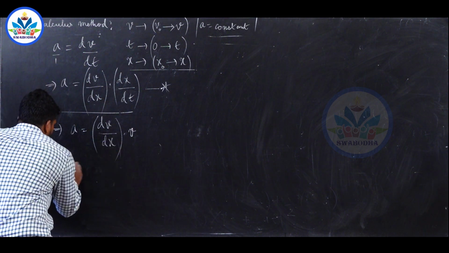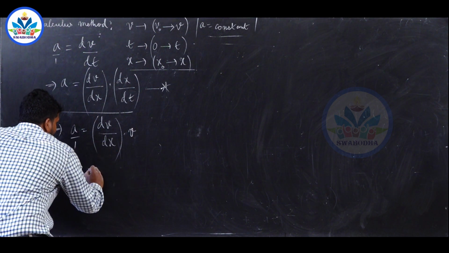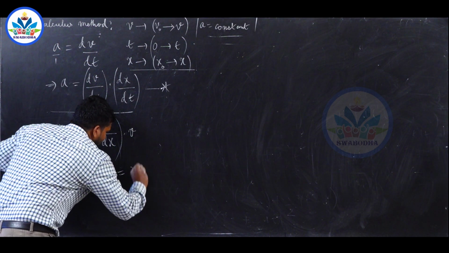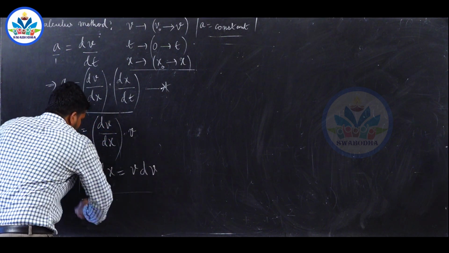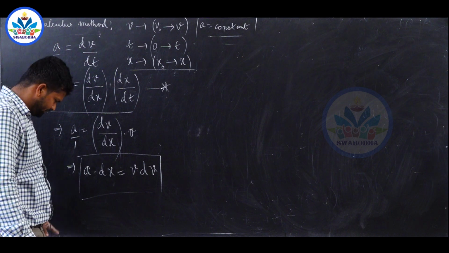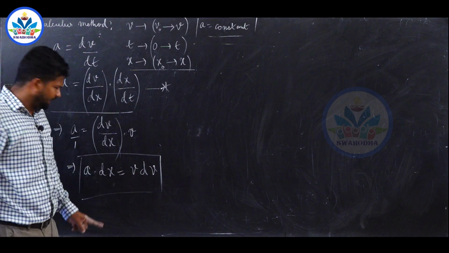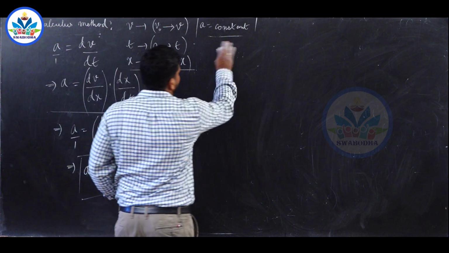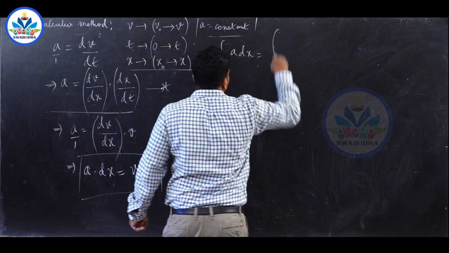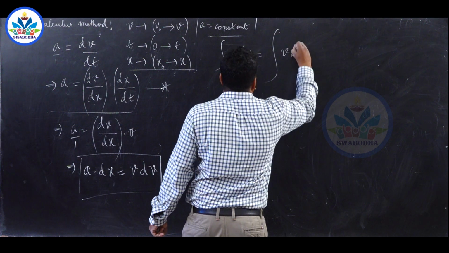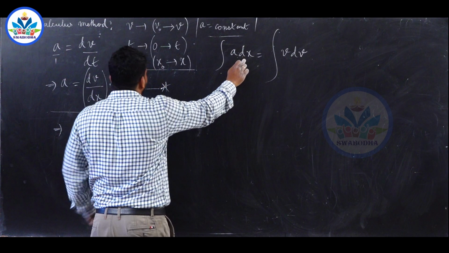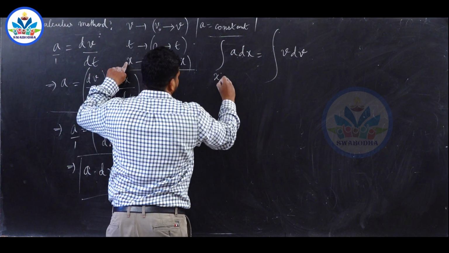Okay, now just cross multiply: a dx equal to v dv, correct? Yes, just integrate, again integrating both sides. I'll write here, integration of a dx equal to integration of v dv, correct? You are integrating with respect to x, so give the limits of x, that is clear.